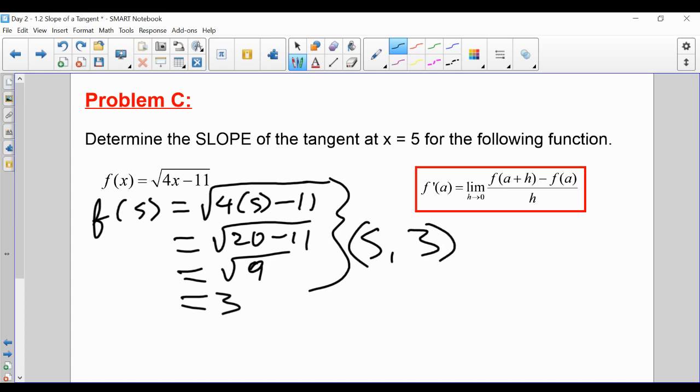That's the point we're going to use, the point (5, 3). When x is 5, y is 3. And we're going to go ahead and put this all together into our formula.